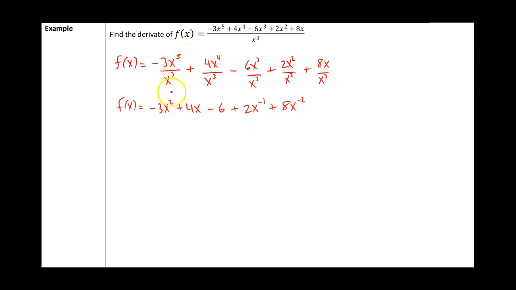So 5 minus 3 is 2, we get negative 3x squared. 4 minus 3 is 1, so we get 4x. 3 minus 3 is 0. Now, x to the 0 power is 1.